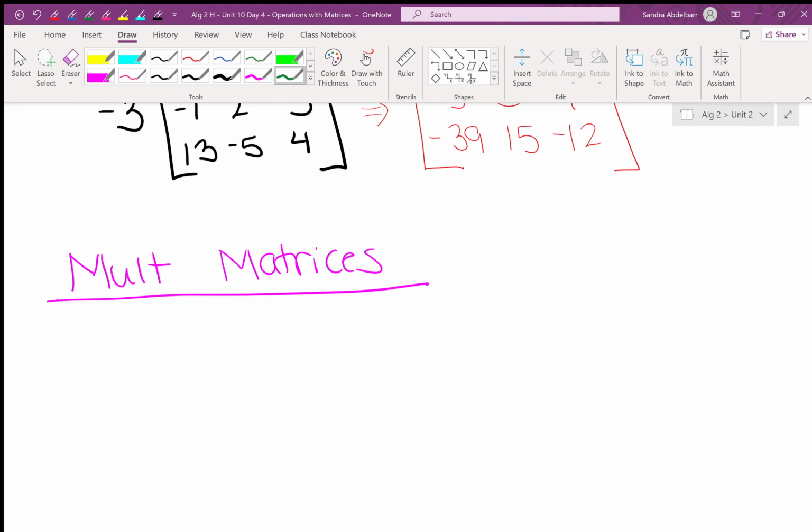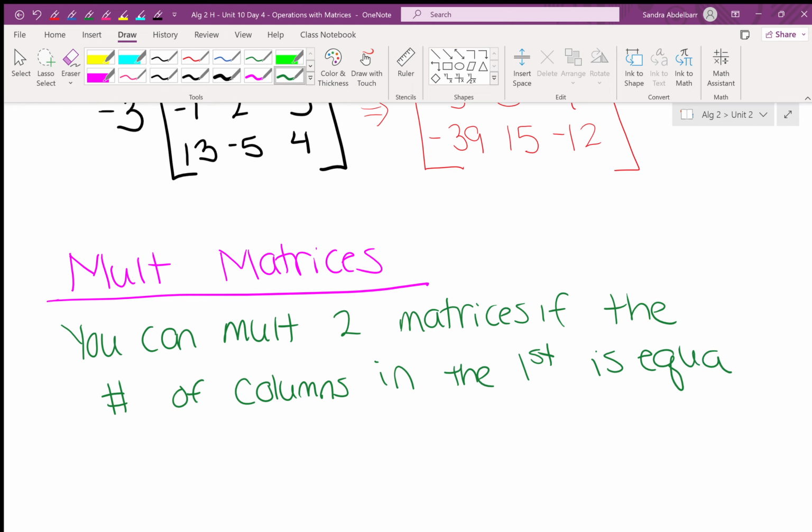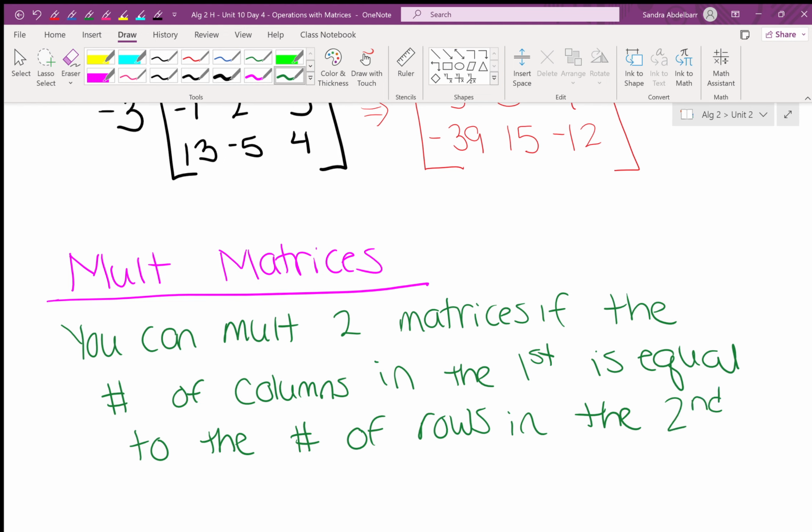Okay, so let's write this down. You can multiply two matrices if the number of columns in the first is equal to the number of rows in the second. So write this down and I'll show you what I mean.